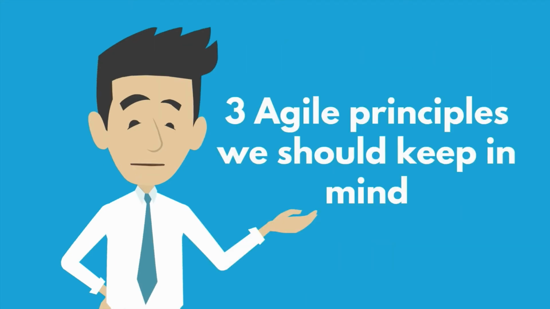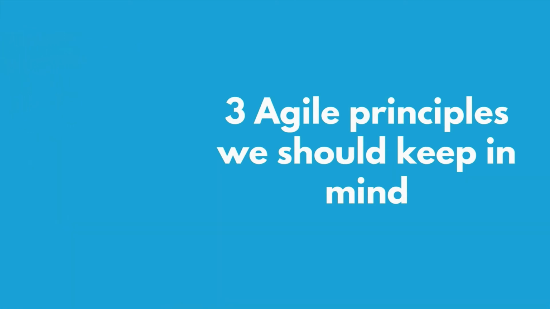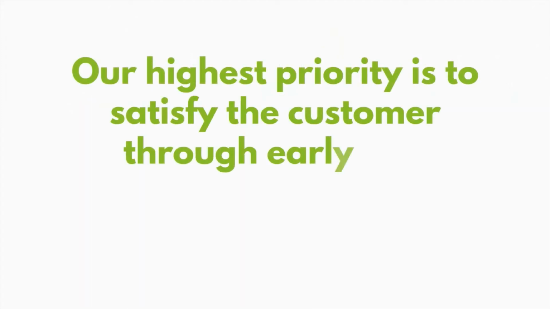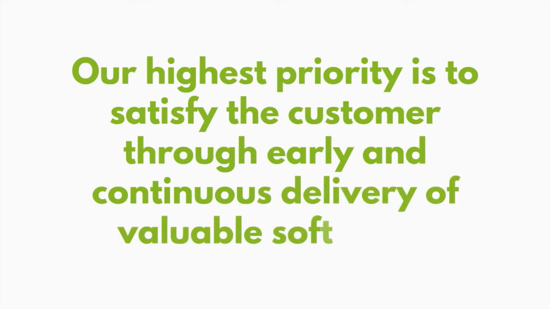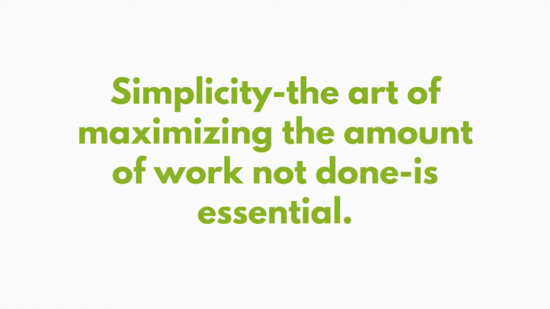For example, here are 3 Agile principles that we should keep in mind for this video. Working software is the primary measure of progress. Our highest priority is to satisfy the customer through early and continuous delivery of valuable software. Simplicity, the art of maximizing the amount of work not done, is essential.